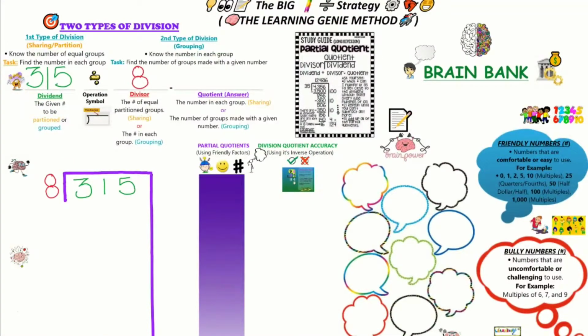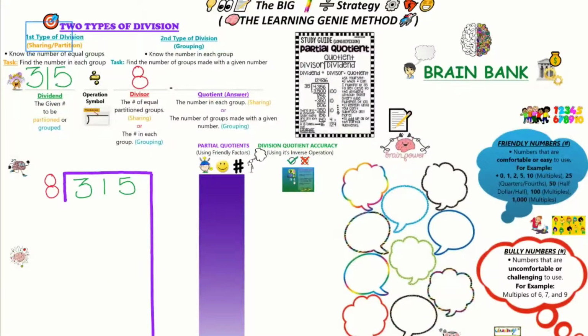Today's learning hack is called the Big 7 Division Strategy. It is a tool that uses different steps and friendly numbers. Before we begin, let's discuss the two types of division.